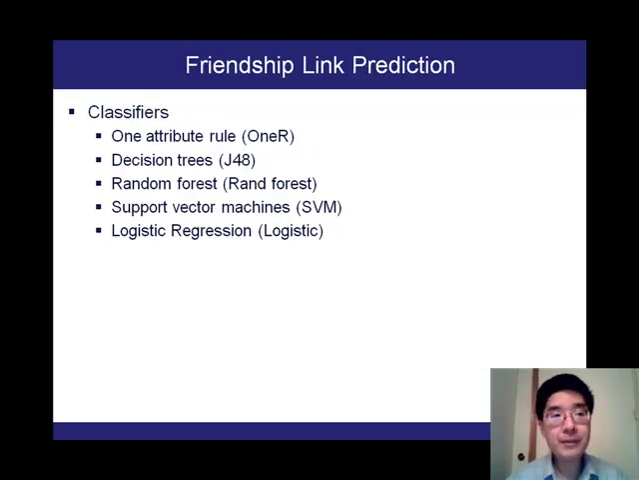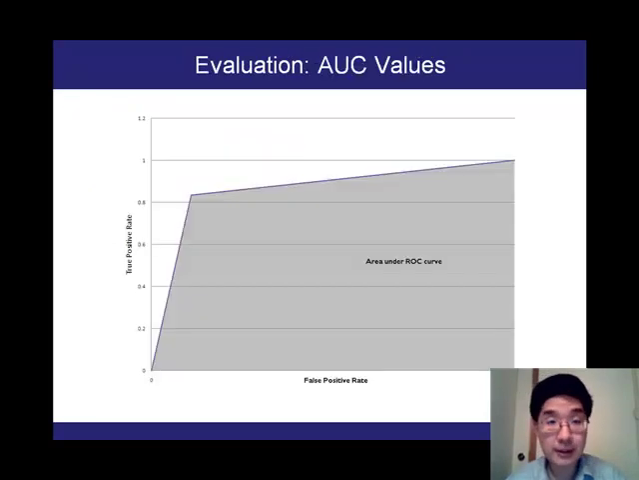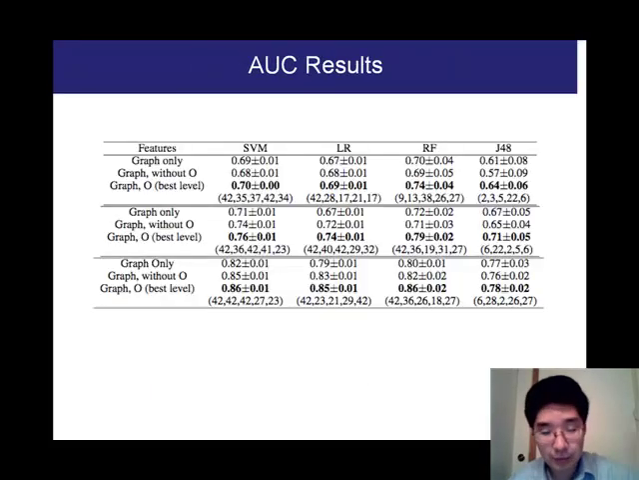So our classifiers include 1R, and we got expectedly poor results for 1R, so that's the last time you'll hear it mentioned. J48, or decision tree induction, random forests, support vector machines, and logistic regression. The area under the curve is the integral from 0 to 1 of the curve plotting false positive rate as the independent variable against true positive rate.